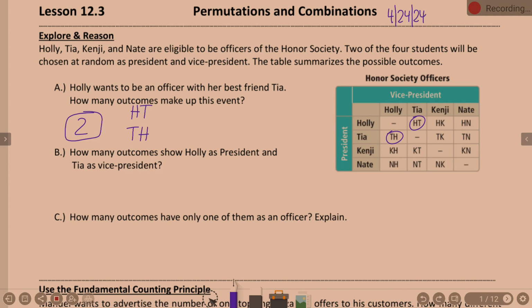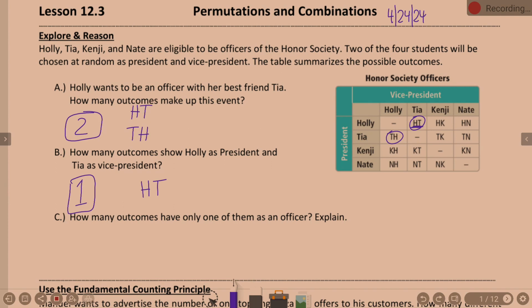Okay, that was 1. And the difference there is that order is specific. In the first one, either way, president, vice president, order doesn't matter. In this one, order matters, because Holly as president and Tia as vice president is just going to happen once. Holly is president, Tia is vice president, so that only happens at HT.